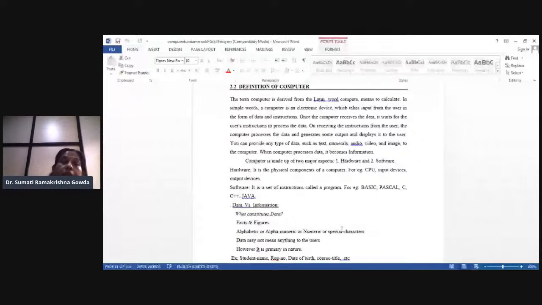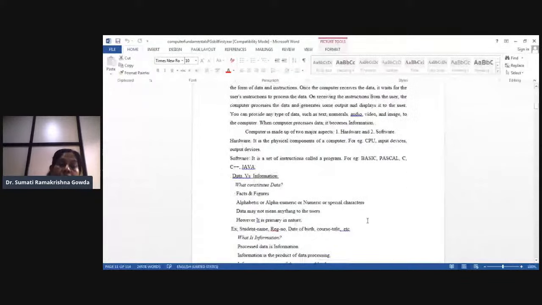For example, see, when you switch on the light, if there is a current, the light glows. If there is no current, the light won't glow. Right? This light is the hardware. The current is the software. You cannot touch that software or feel it, because if you touch the current, what will happen? See, it is like that.